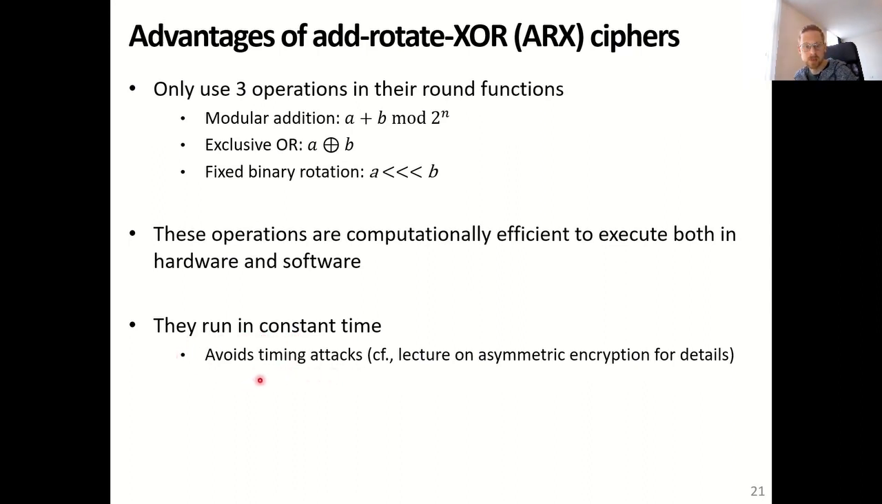Specifically, attackers can use the time it takes to execute a certain operation to decrypt messages. I will talk more about timing attacks in later lectures on asymmetric encryption, where they are also used by attackers to decrypt messages. But these 3 operations always run in constant time, and therefore they are not vulnerable to this type of attack.